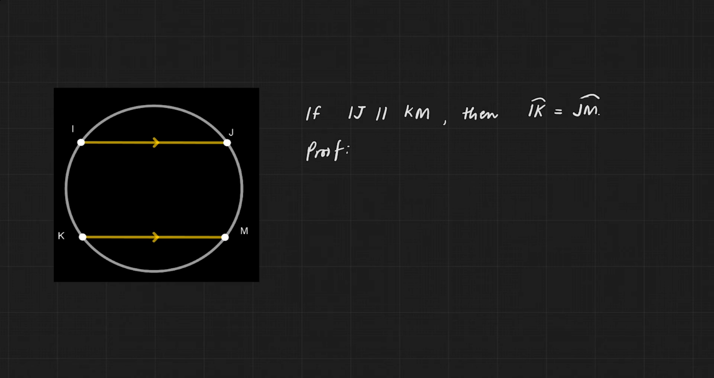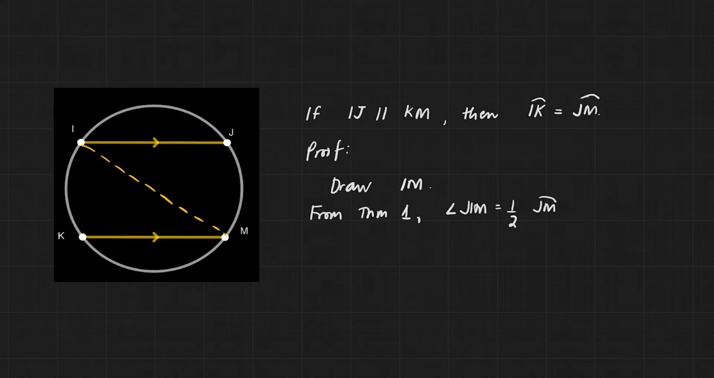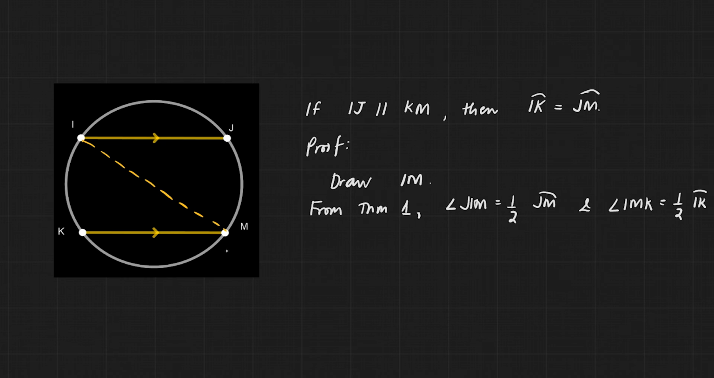To prove this, let's first draw IM. So let me write that first, draw IM. Okay? Now, we know from theorem number 1, itong about inscribed angles, angle JIM is equal to 1/2 of JM, and angle IMK is equal to 1/2 of IK. Okay. May purpose kung bakit dinrawing natin yung IM.